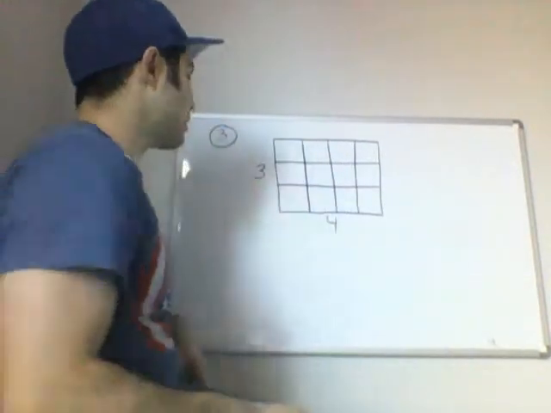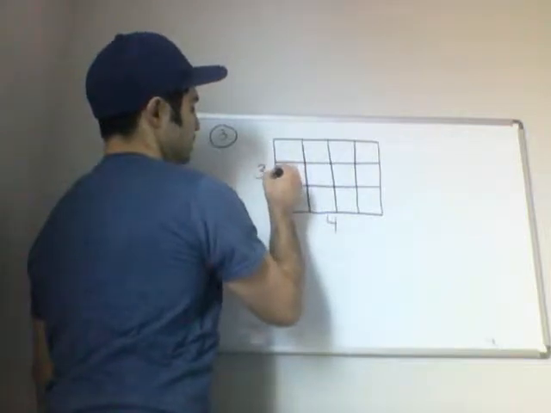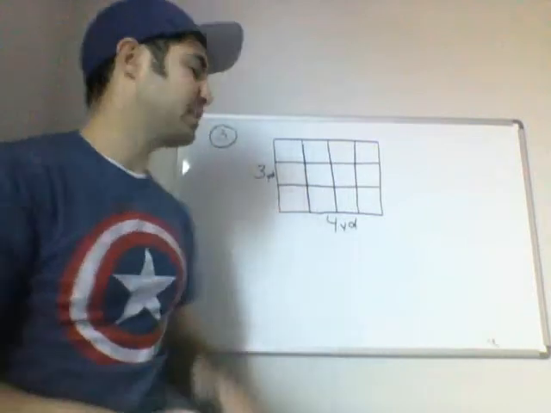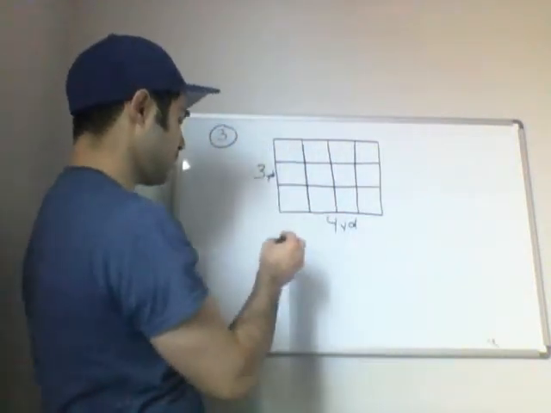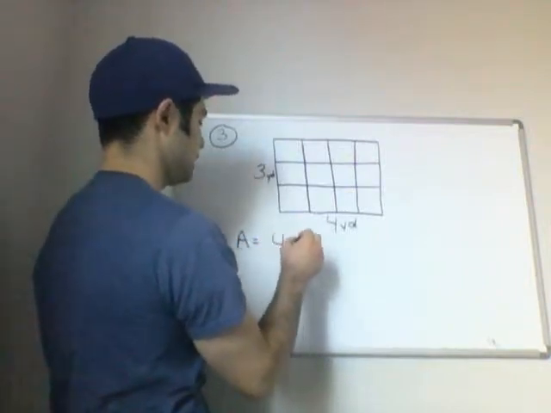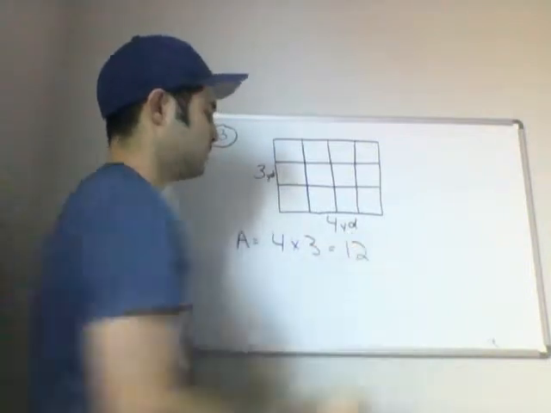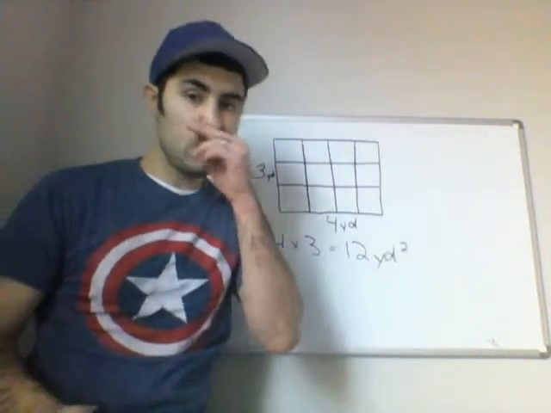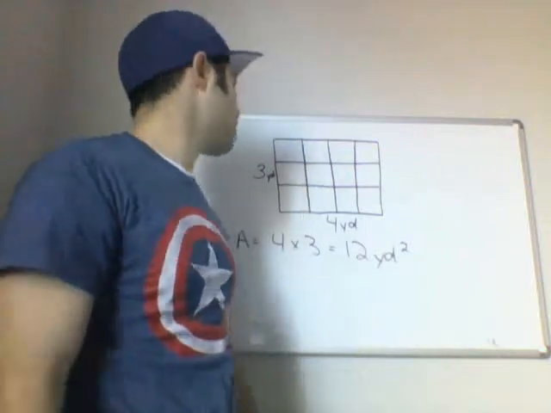Okay, here's a little area problem. Say you have a room that's 3 yards by 4 yards. Okay, very simple to find the area. You just take length times width. Multiply those two dimensions and your area is going to be equal to 4 times 3, which is 12. 12 square yards. Now, we know that most of the time in life you're going to deal with fractions.